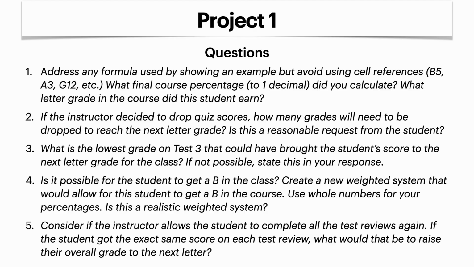All right, and so for number 5, consider if the instructor allows the student to complete all test reviews again. If the student got the exact same score on each test review, what would it have to be to raise the overall grade? So for instance, what would the student have to get on the test review to get to the next letter grade? So if they had a B in the class, what grades would they have had to get on the test reviews to get the A, the next from B to A, right? What would that have to have been? So you're going to make all that the same score, okay?